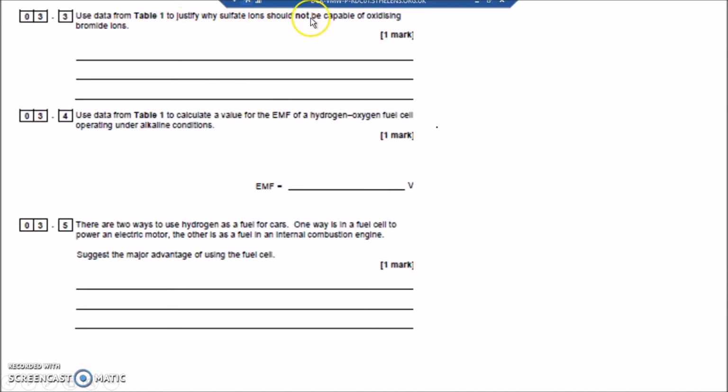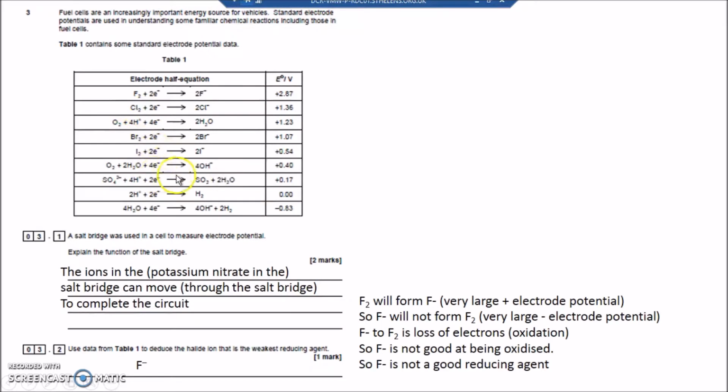Justify why sulfate ions should not be capable of oxidizing bromide ions from the data. So let's have a look at sulfate ions. Sulfate ions are these, SO4 2 minus. So we've got plus 0.17. So if that goes ahead, it's plus 0.17. Bromide ions are here, Br minus. If I reverse that, that becomes minus 1.07. So plus 0.17 minus 1.07, if the bromide ions are going in the opposite direction, gives a negative value.